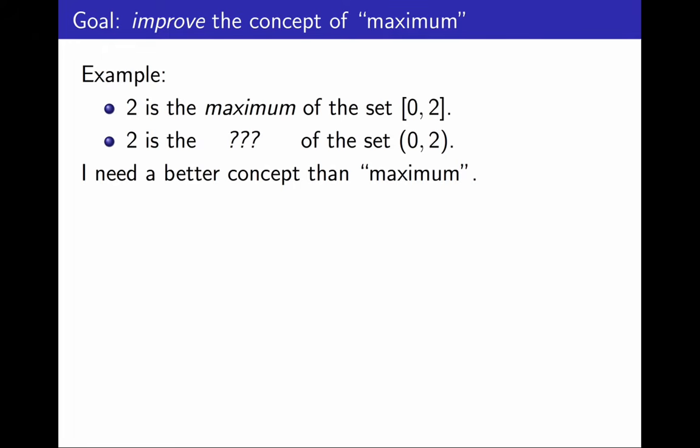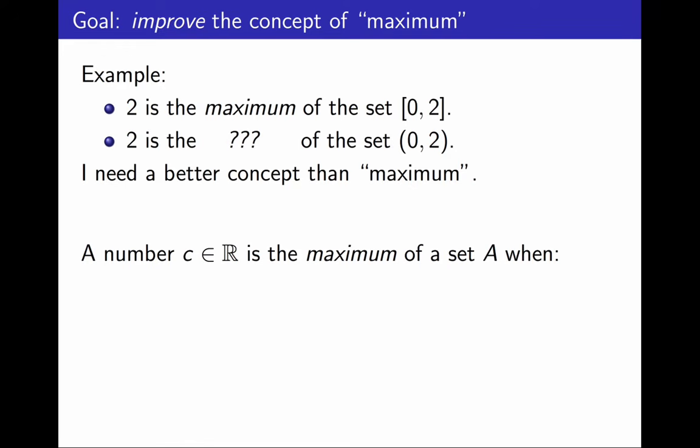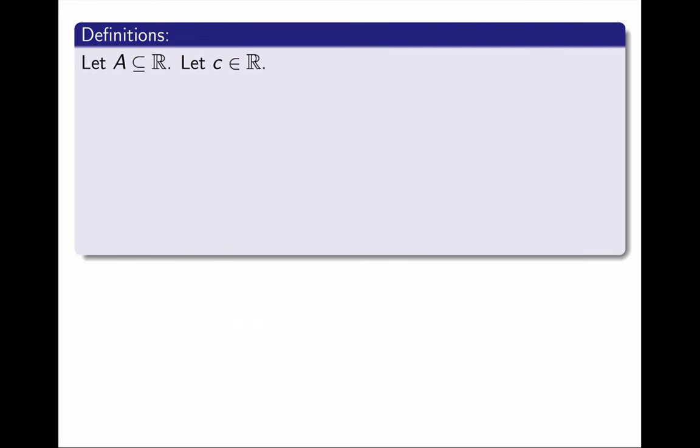First, let's recall what the maximum of a set is. I say that the number C is the maximum of a set A when C is in A and every element in A is less than or equal to C. That's the maximum. But that's not what I want. Let's take this as a starting point to define something new. It is going to take us a few steps.